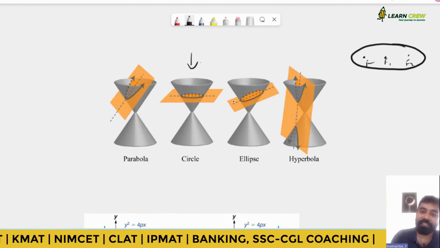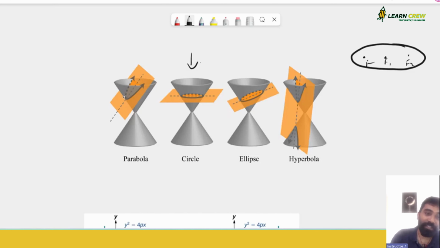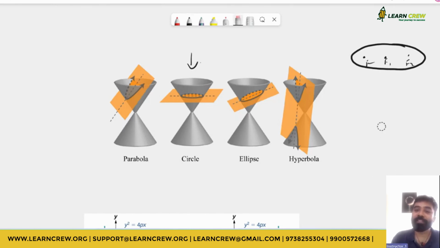Fine. Now, if the plane is inserted at an angle, then it is called an ellipse. If it is at a different angle, other than that, it becomes a parabola. If it is placed perpendicular to it, it becomes a hyperbola. Hyperbola is nothing but, how is it? It is nothing but a hyperbola. Hyperbola, any example? Where are we using hyperbola?